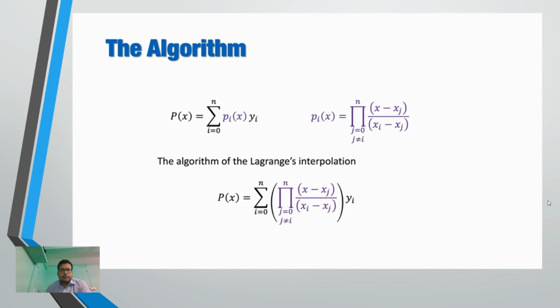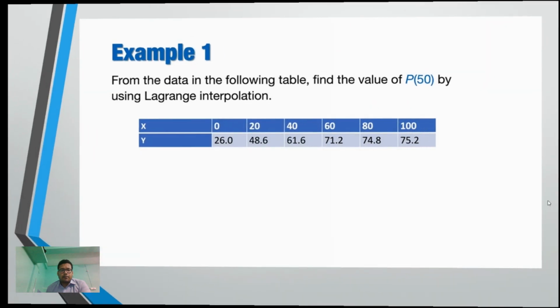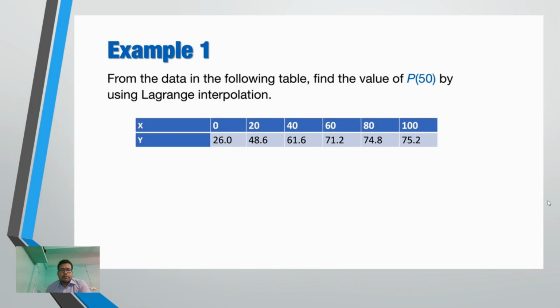The algorithm. The algorithm is a combination of two formulas, and the resulting formula is also shown. Now we can find the intermediate values from the example as shown. From the data in the following table, find the value of p of 50 by using Lagrange's interpolation. The corresponding x and y values are given.